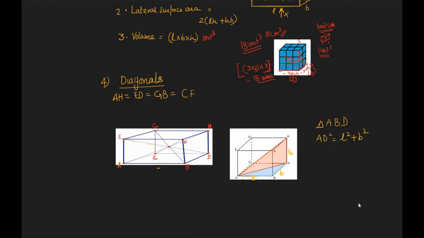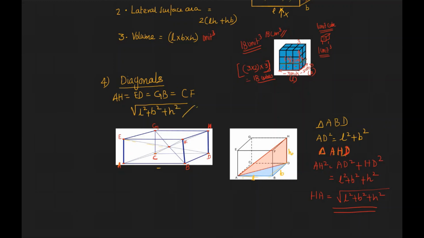Once you know that diagonal, then you can take triangle AHD, the red triangle that you see. You have AH squared equals AD squared plus HD squared. AD squared is L squared plus B squared, and HD is H, so H squared. In other words, AH or HA is the square root of L squared plus B squared plus H squared. So that's the diagonal of a cuboid. It's the same for all the diagonals: the square root of L squared plus B squared plus H squared.